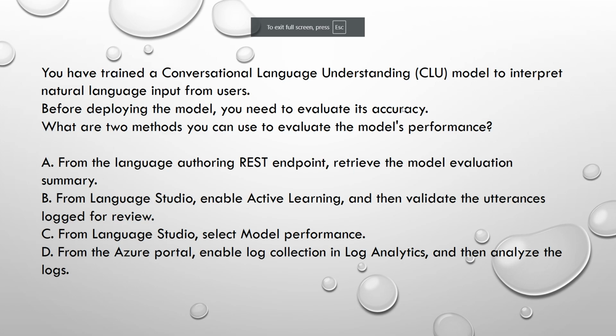Now to the question. You have trained a conversational language understanding model to interpret natural language input from users. Before deploying the model, you need to evaluate its accuracy. What are two methods you can use to evaluate the model's performance?